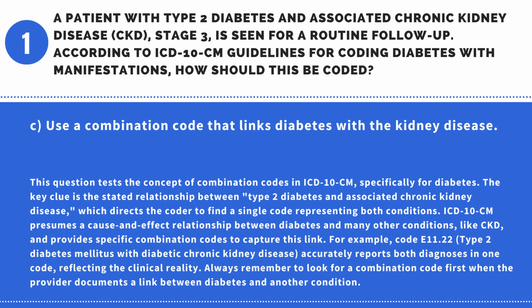ICD-10-CM presumes a cause and effect relationship between diabetes and many other conditions, like CKD, and provides specific combination codes to capture this link. For example, code E11.22, type 2 diabetes mellitus with diabetic chronic kidney disease, accurately reports both diagnoses in one code, reflecting the clinical reality. Always remember to look for a combination code first when the provider documents a link between diabetes and another condition.